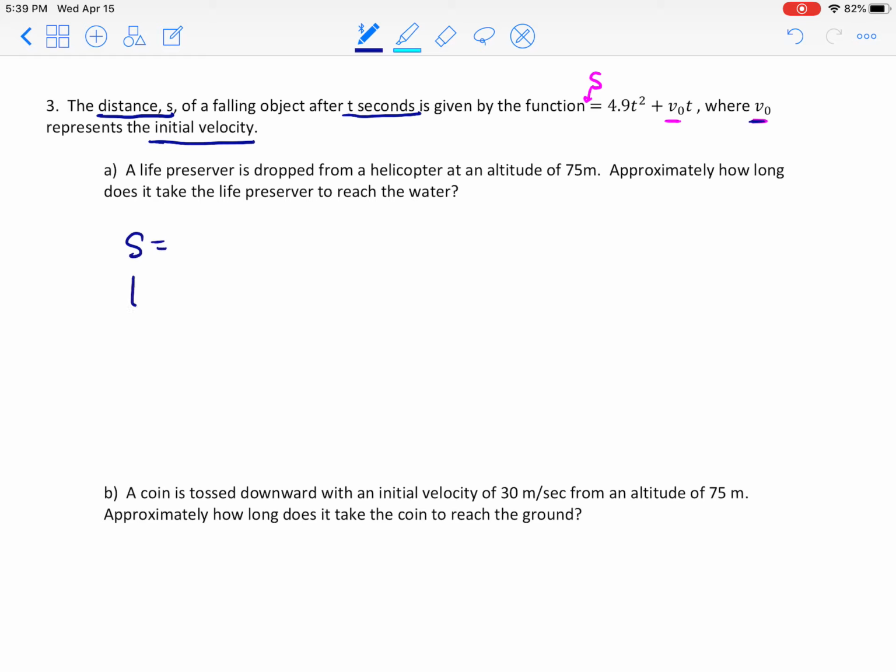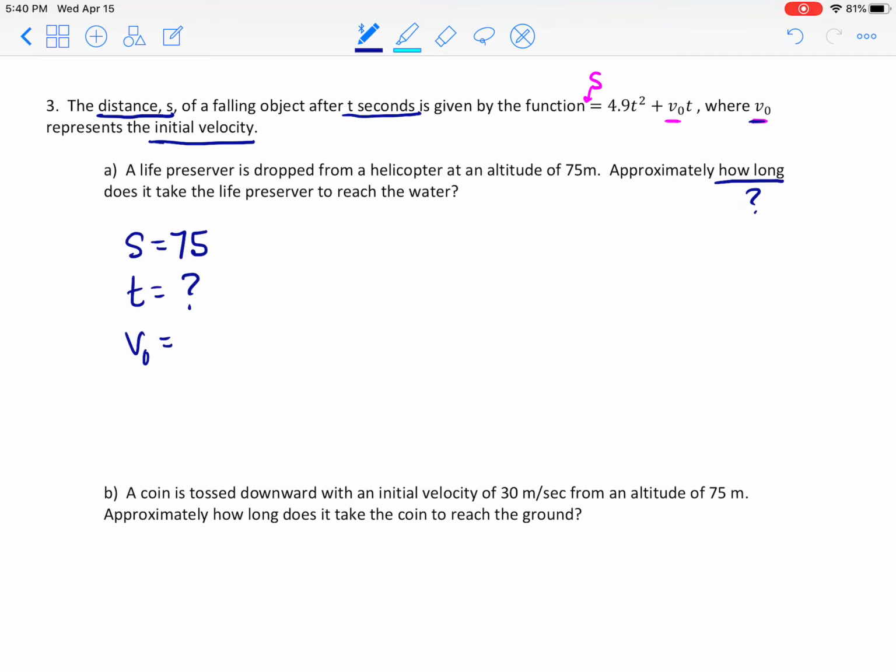Okay, so we're gonna be given values for 2 of them and have to find the third one. So a value for S, a value for t, a value for initial velocity. The 3 variables, 2 will be given. The last one is the one that we're going to have to figure out, okay? So in this part A, it says that the helicopter was at an altitude of 75 meters. That's a distance, so that means S is 75. And then it says approximately how long is it going to take. So how long is the question? That means the time is going to be the variable that we're solving for. How long is it going to take for the life preserver to reach the water?